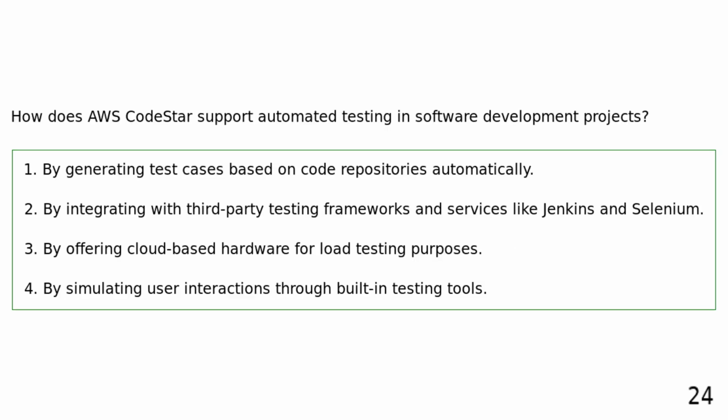How does AWS CodeStar support automated testing in software development projects? By generating test cases based on code repositories automatically. By integrating with third-party testing frameworks and services like Jenkins and Selenium. By offering cloud-based hardware for load testing purposes. By simulating user interactions through built-in testing tools.